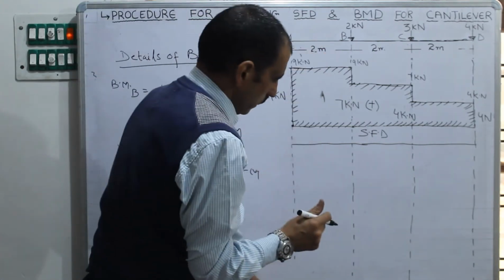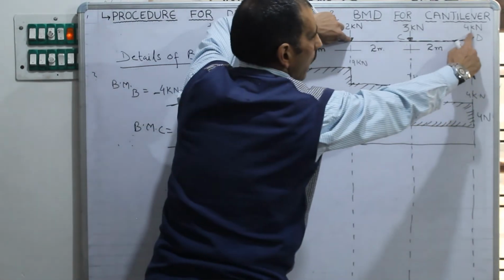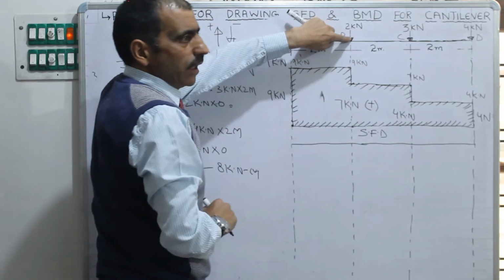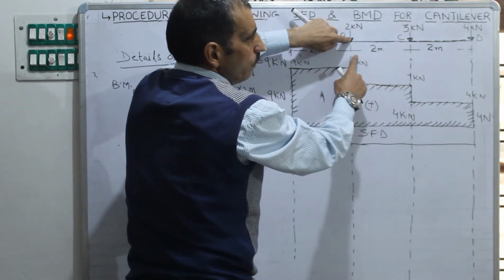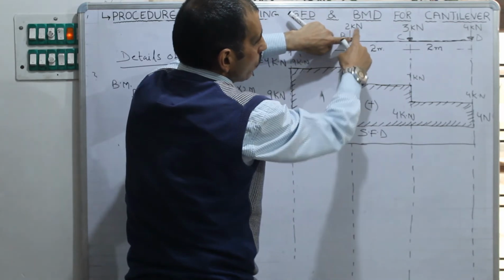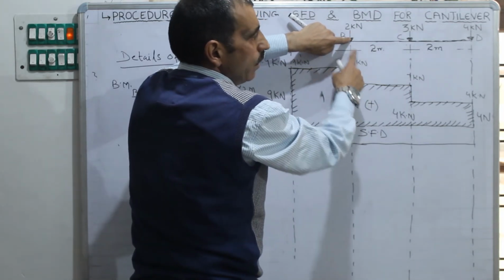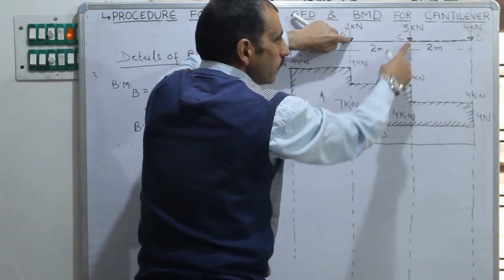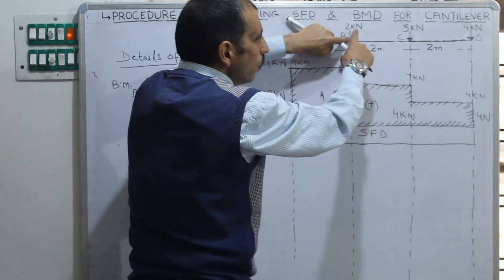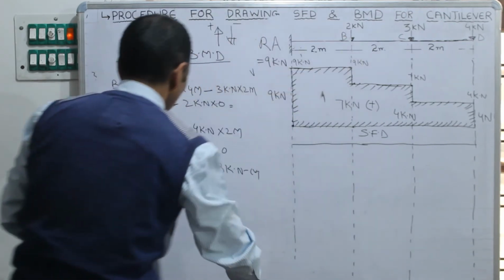देखिए यहाँ मैं आपको दिखाऊंगा 4 किलोन्यूटन कितना दूर है ये? 4 मीटर. दूसरा लोड क्या है? 3 किलोन्यूटन. कितना दूर है ये? 2 मीटर. तीसरा लोड क्या है? 2 किलोन्यूटन. कितना दूर है ये? 0. First load is 4 kilonewton at a distance of 4. Second load is 3 kilonewton at a distance of 2. Third load is 2 kilonewton at a distance of 0.